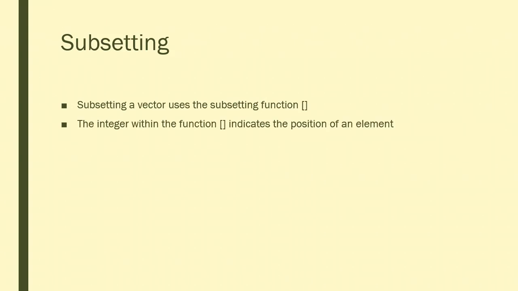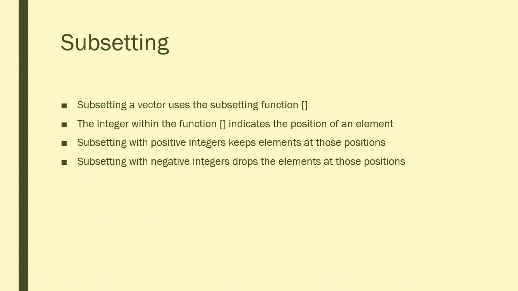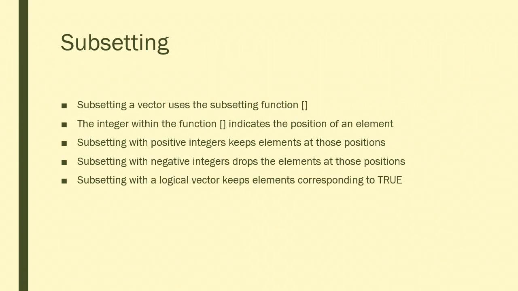So let's review what we've seen with subsetting, which we're going to use a lot. Subsetting a vector uses the subsetting function, the square brackets. The integer within the function indicates the position of an element. Subsetting with positive integers will keep elements at those positions, and subsetting with negative integers will drop the elements at those positions. Subsetting with a logical vector keeps the elements corresponding to true, and names of elements can be used to subset.